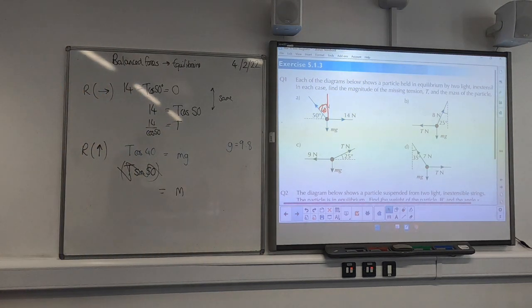Sorry? Oh, never mind. I didn't know what that 25 degrees was. But yeah, so 25 is the angle. Yeah, so you've got to work out a few angles in this one. Yeah, I was just really worried. Is that the angle?